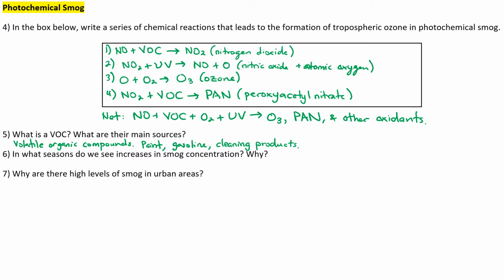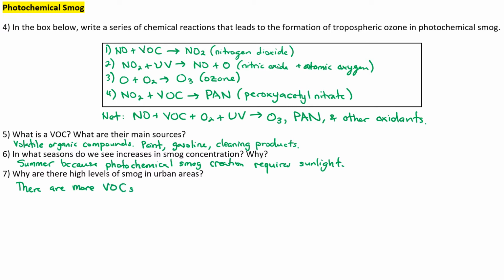Number six, in what seasons do we see increases in smog concentration and why? Summertime, because photochemical smog creation requires sunlight. Number seven, why are there high levels of smog in urban areas? There are more VOCs from cars and industry. Reminder that VOCs are a smog formation reactant.